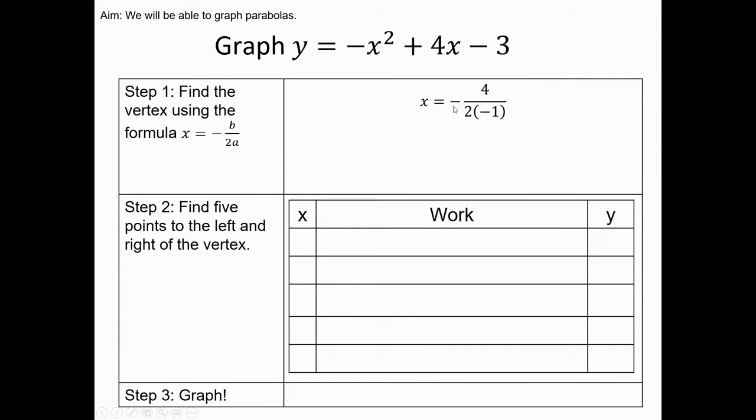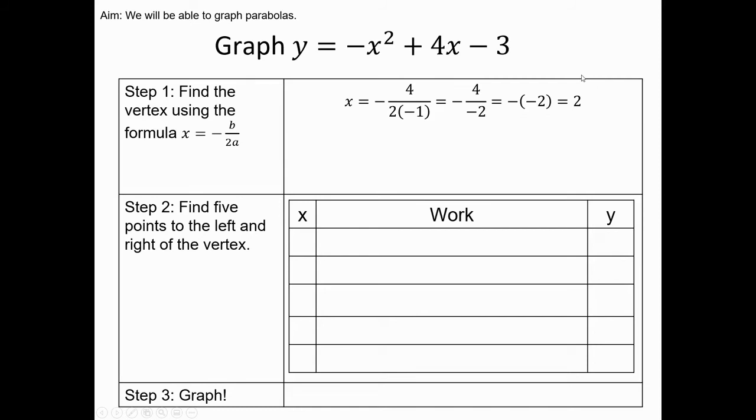All right, let's simplify this. 2 times negative 1 is negative 2. 4 divided by negative 2 is negative 2. And then negative of a negative 2 is a positive 2. So that's the x value. In fact, if I wanted to find the axis of symmetry, it would just be x equals 2.